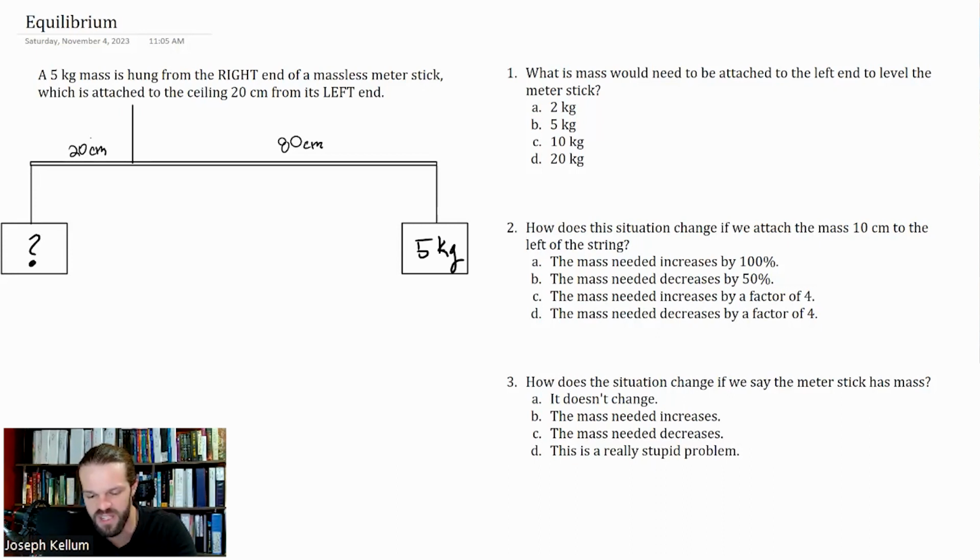Okay, so here we have a 5 kilogram mass that's hung from the right end of a massless meter stick, and that's attached to the ceiling 20 meters from its left. I went ahead and drew the picture out because I know the wording is kind of confusing. First question: what mass would need to be attached to the left end to level the meter stick? Think about how you would go about doing that and try to vote. I gave you A, B, C, D. I'm going to give you 1 minute to work on this and vote.